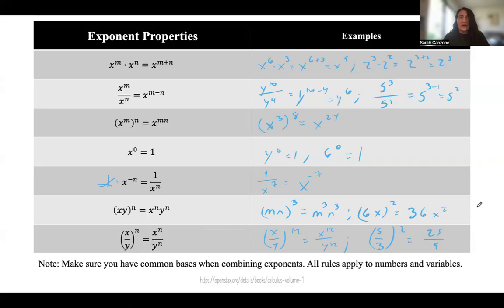Be sure to have common bases when you are combining your exponents, and definitely be conscious of the fact that we can use variables or numbers. That's why I tried to use both as an example. So these are very, very important rules.